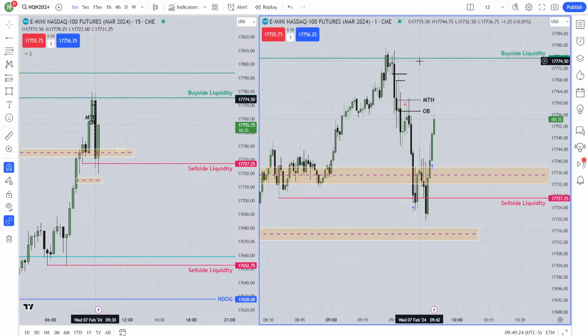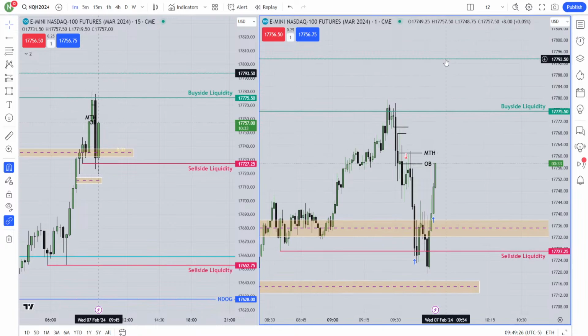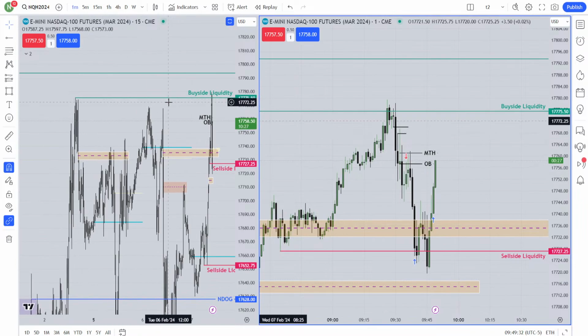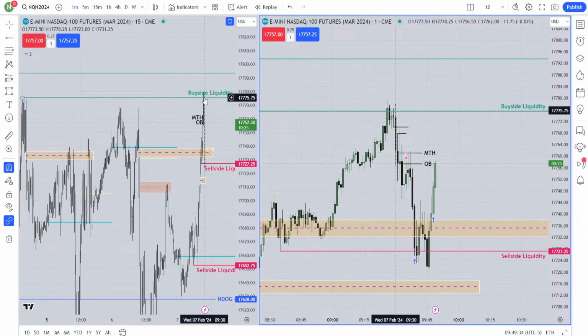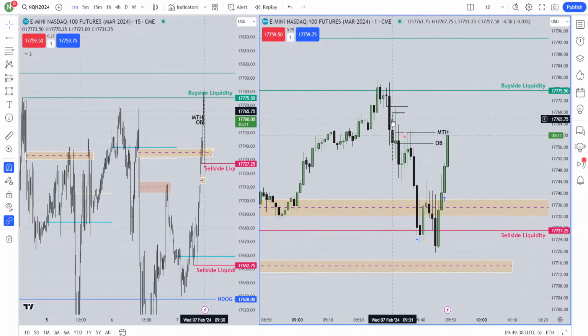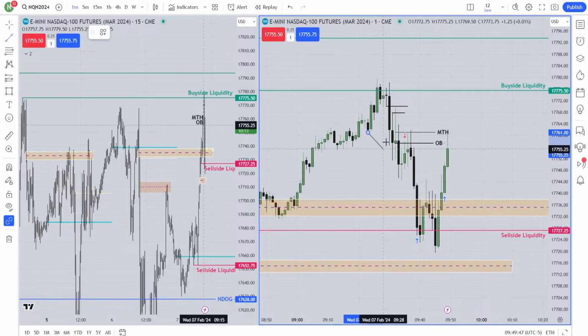Here the market has taken the buy side liquidity. This line is the all-time high, and this is the buy side liquidity. All of this buy side liquidity has been taken by this run after 9:30. From 9:30, I got my market structure shift on that area. This low has been shifted over there.